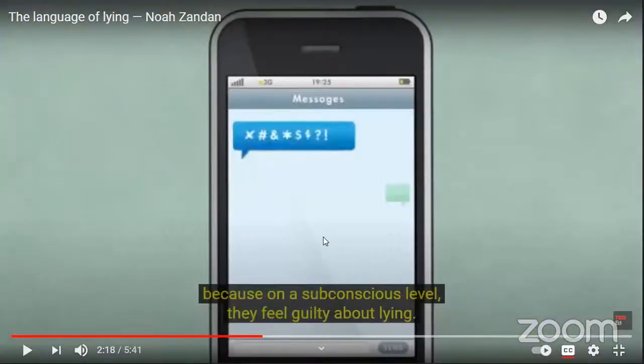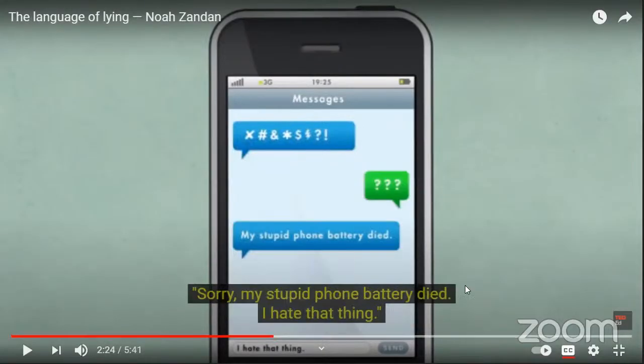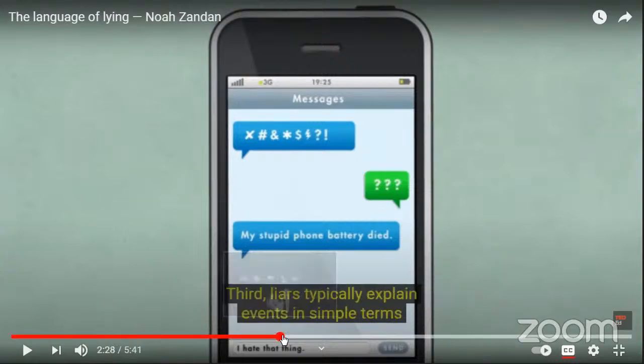This one is the one that you mentioned. That's great. They feel guilty. That's why they are more negative. They are aggressive. Sorry, my stupid phone battery died. I hate that thing. Sometimes it can be true, right? But most of the times when someone is aggressive out of nowhere, como de la nada, if they are aggressive like that, it's because they are lying, es porque están mintiendo.